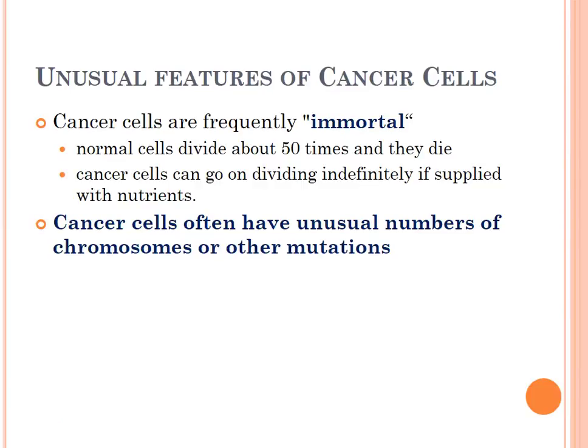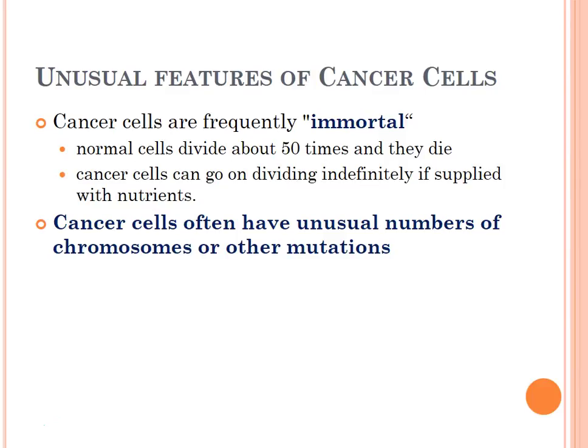So cancer cells have some different features or different characteristics than normal or regular cells. Cancer cells are what we call kind of immortal. Normally cells are going to divide about 50 or 60 times, and then they're going to undergo apoptosis and die off. They've gotten too old, there's more potential for damage.